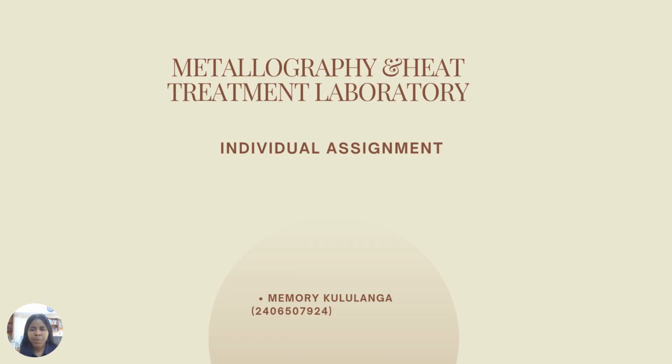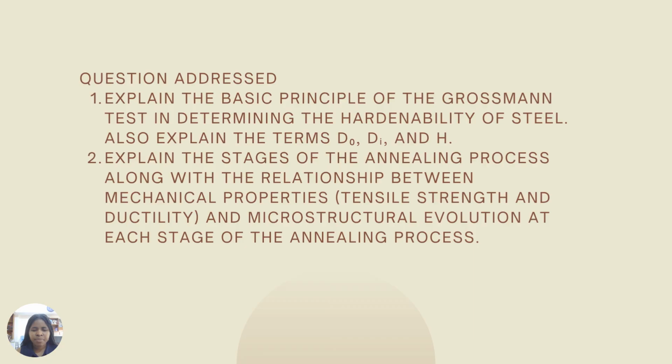In this presentation, I will explain two questions from metallography and heat treatment. The first question that I will address is: explain the basic principle of the Grossmann test in determining the hardenability of steel, and also explain the terms D0, DI, and H. And number two is: explain the stages of the annealing process along with the relationship between the mechanical properties, that is tensile strength, ductility, and microstructural evolution at each stage of the annealing process.